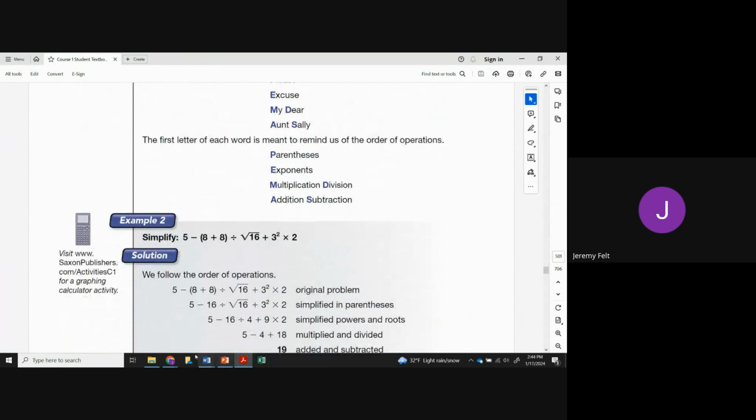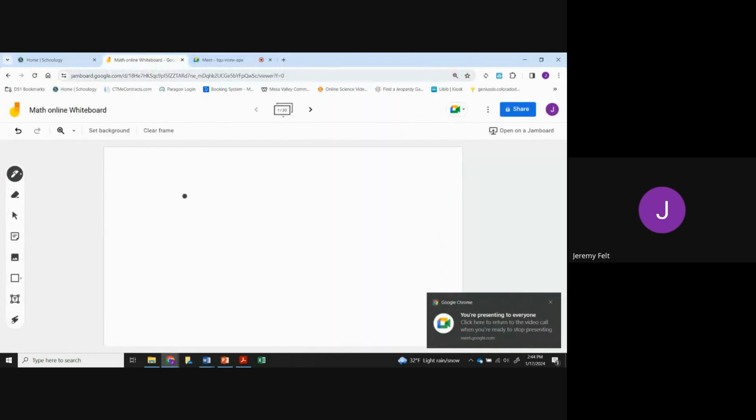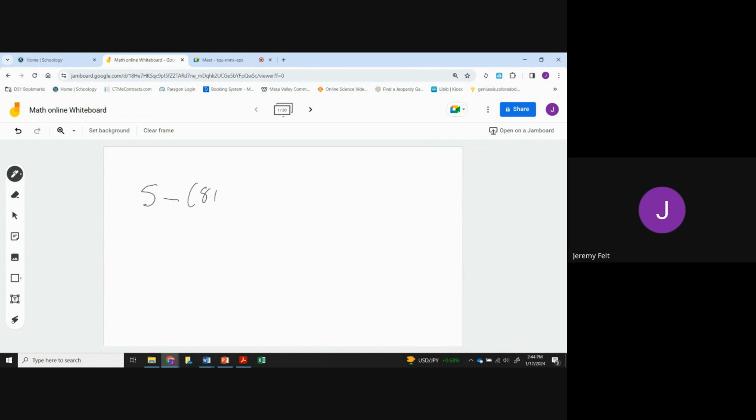So if we take a look at this big, long expression, there's a lot of different things, so bear with me as I copy it down. So sometimes these look very intimidating. You're like, oh, I don't even know where to begin. Well, just start with what you know. So first thing I see is parentheses. So I know that's first.